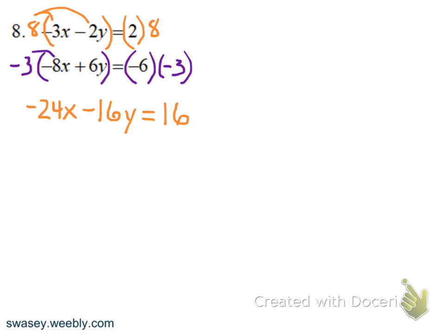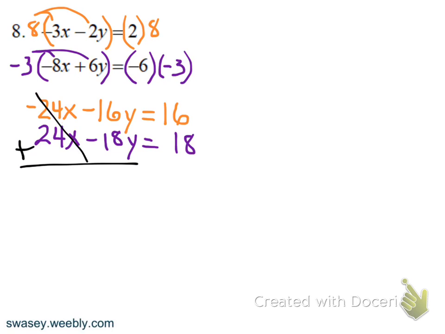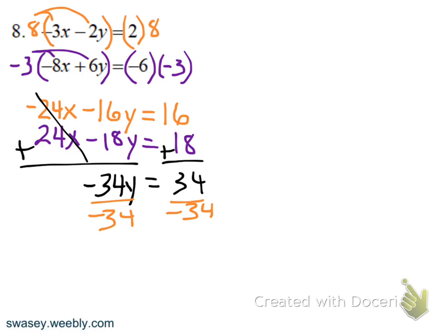Distributing your negative 3, we get positive 24x minus 18y equals negative 18. Sorry, that's a positive 18 there. Now we're ready to add our equations together. X's are eliminated. Your y's, when you add those together, you get negative 34y equal to 16 plus 18, which is 34. To get rid of multiplying by negative 34, divide both sides by negative 34. And so y equals negative 1.